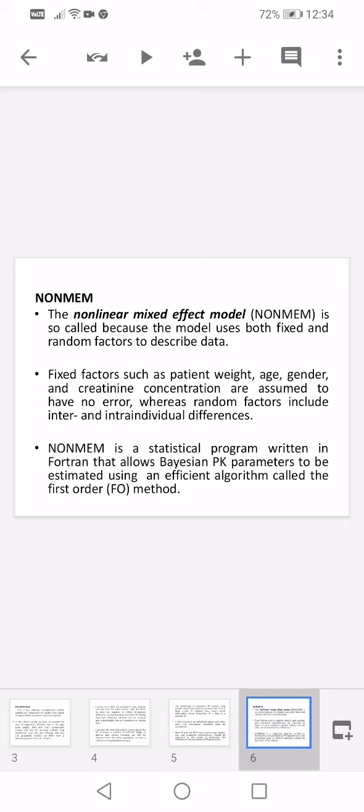Here is an important term to be mentioned, that is NONMEM. NONMEM is nothing but a non-linear mixed effect model. It is so called because the model uses both fixed and random factors to describe the data. So in a group of population, we are going to take both factors into consideration, that is, fixed factors and random factors. What are the fixed factors which we are going to consider? Fixed factors are nothing but the patient's weight, age, gender and creatinine concentration, and these are assumed to have no error at all. Whereas random factors include the inter- and intra-individual differences.